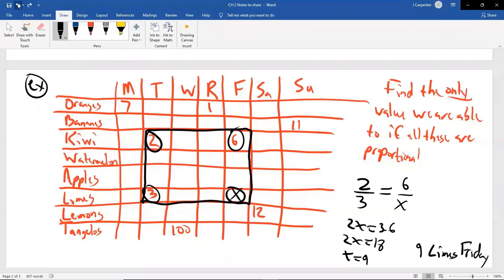There can be multiple ways to find a box, especially if you've got more numbers up here. It's not always just one way. It's just this example, I made it so there was only one way.